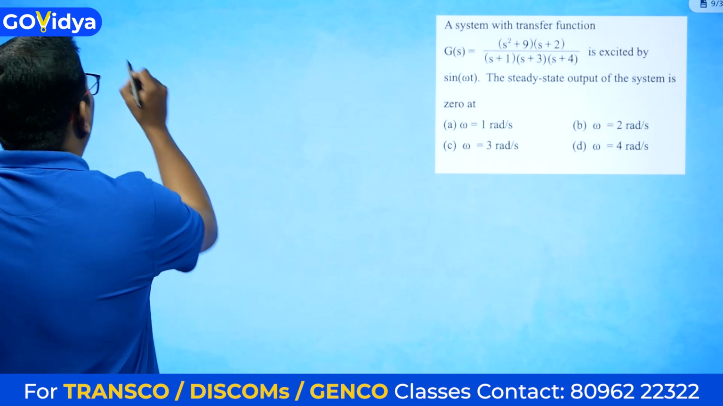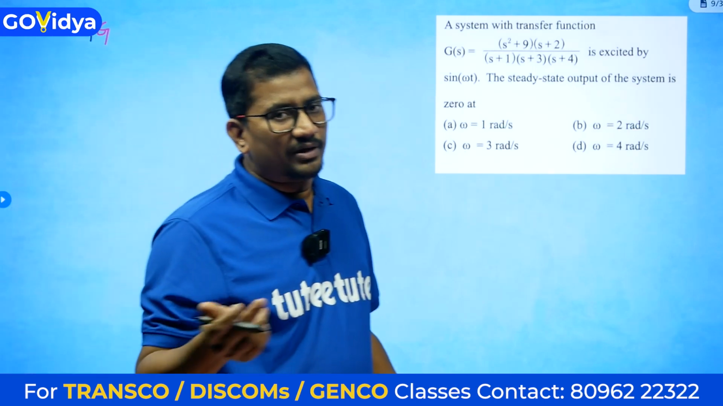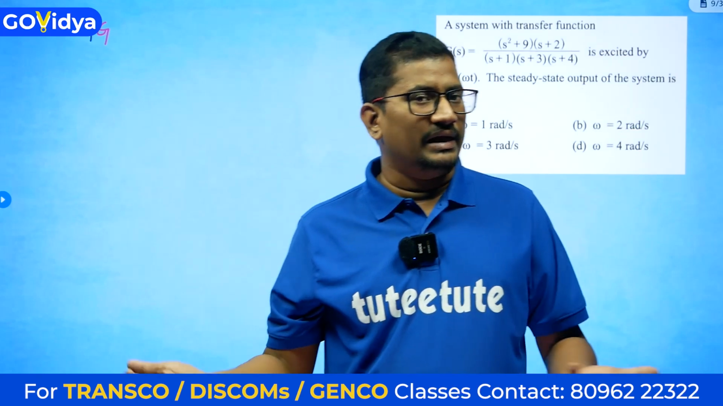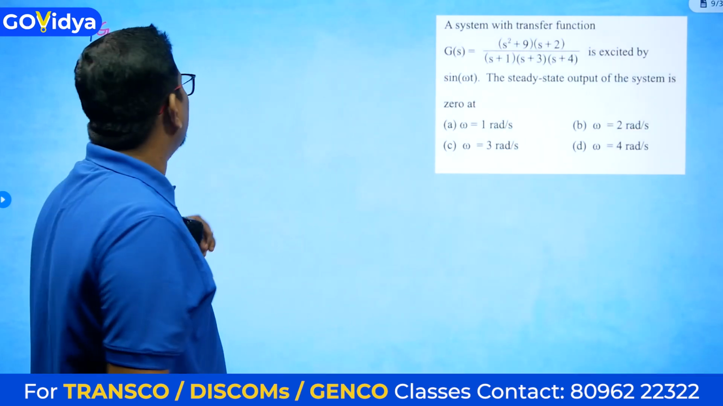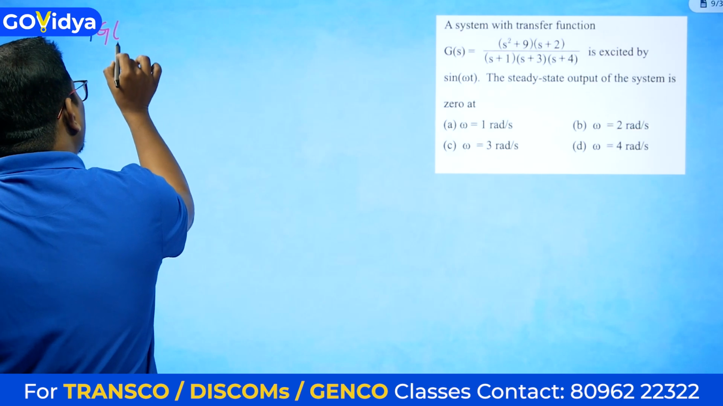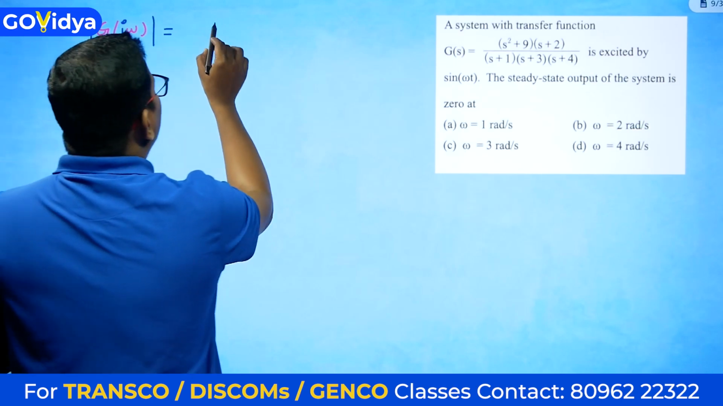Anyway, first calculate the magnitude of it. Output is 0 means obviously it is always with respect to magnitude only. Phase will not create any 0 magnitude. With respect to magnitude, first let us calculate the magnitude of G(jω). This is a very easy question. So what is the question?